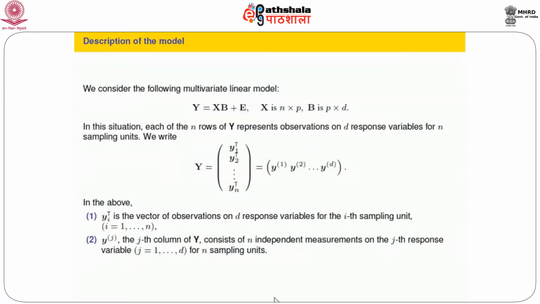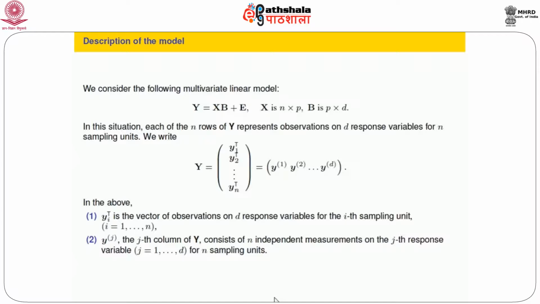So let's see the assumption carefully again. So this is the multivariate linear model, Y is equal to XB plus E. If we write the columns as y superscript 1, y superscript 2 up to y superscript d, and the rows by y1 transpose up to yn transpose. So what are these objects yi transpose? These are the vector of observations on d response variables for the ith sampling unit. Earlier, in the univariate linear model, we had d is equal to 1. So there is only one response variable that we have to measure. Now we have d response variables.